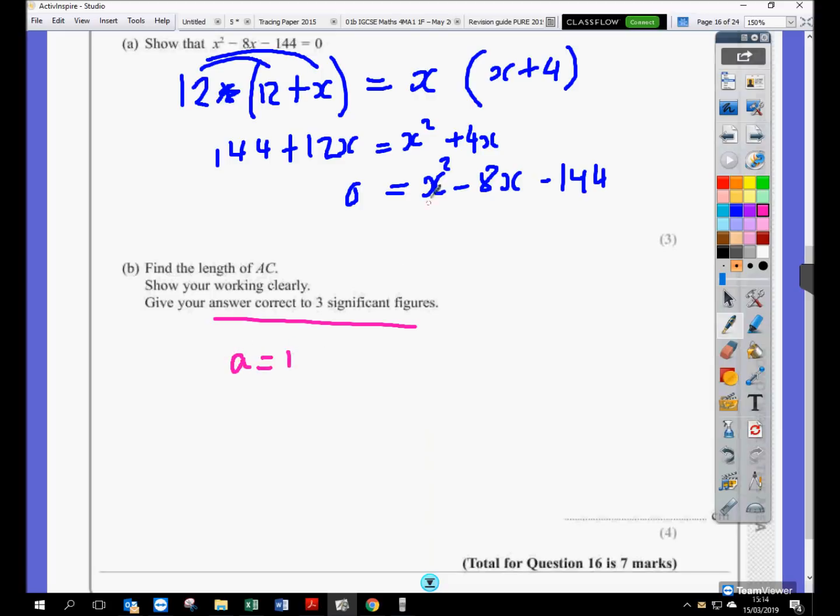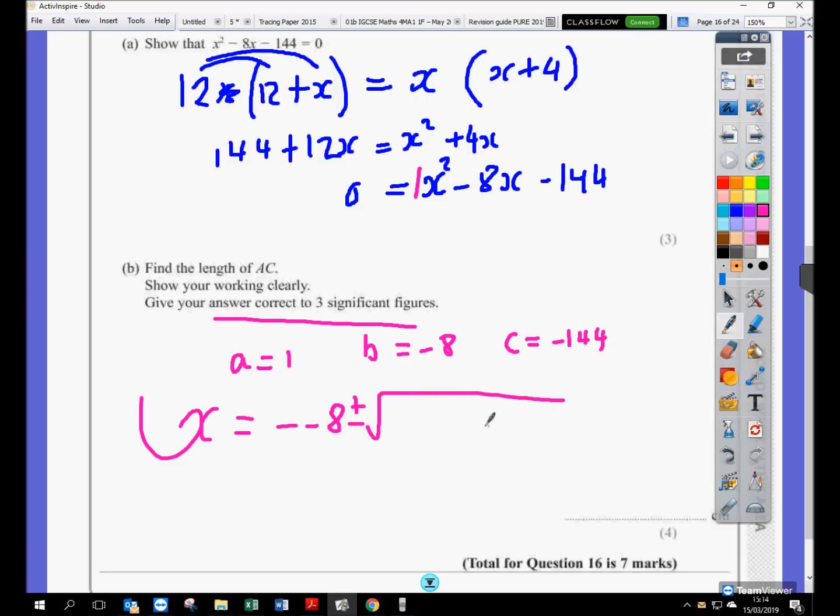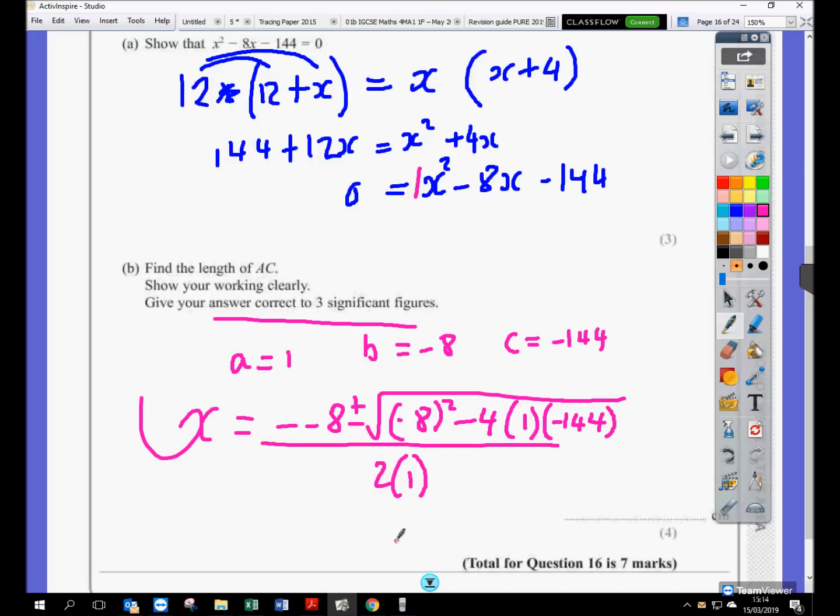A is equal to 1, B is equal to negative 8, and C is equal to negative 144. Substitute into the formula, x equals minus b plus or minus the square root of b squared minus 4 times a times c. Got to be very careful here with the signs. Very, very careful. Big fraction line, 2 times a.